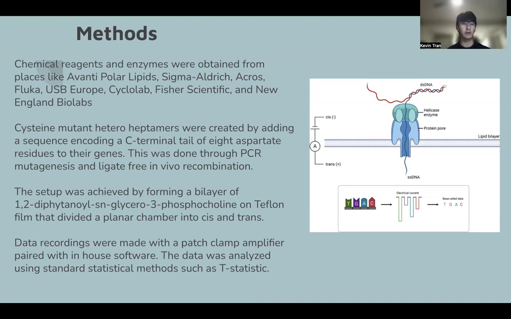As for the data recordings, this was made with a patch clamp, which zeroed out the current so that we were able to read the differences as the nucleotides were passing through the nanopore. And this was paired with in-house software that was able to collect that data. And once the data was collected, it was analyzed using standard methods such as the t-score.